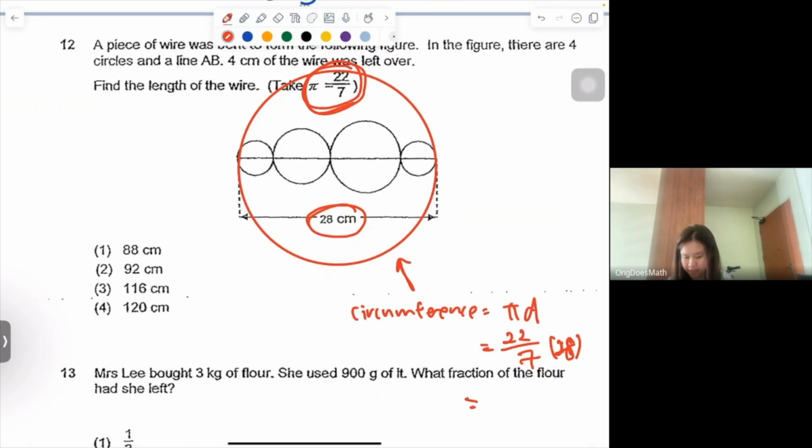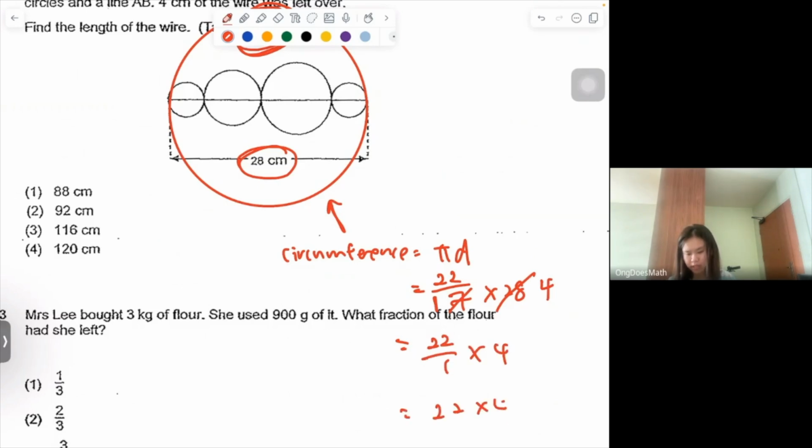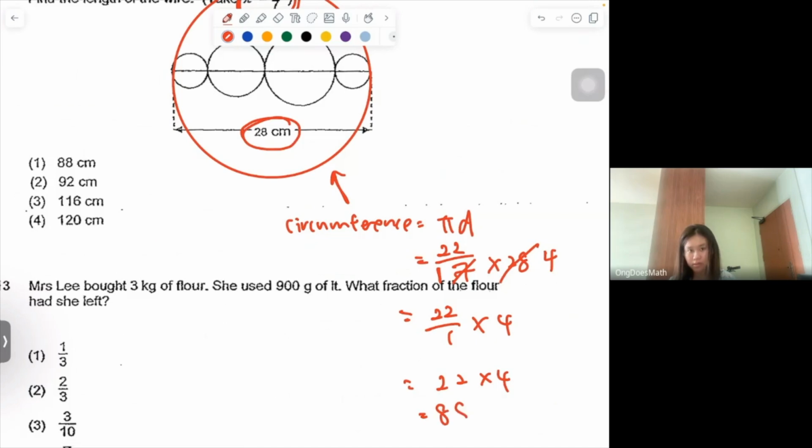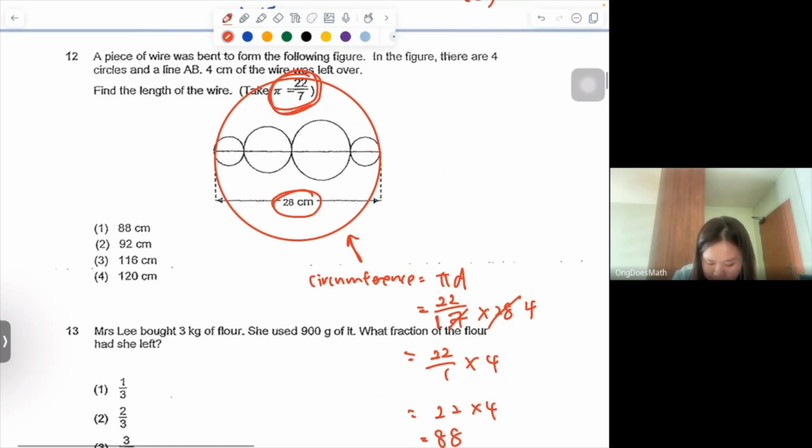So you can simplify things. Okay, so bracket just means multiplication. If it's confusing, I will just change it to times 28. Now you can simplify things. Both are divisible by 7. So 7 divided by 7 gives you 1. 28 divided by 7 gives you 4. So now you have 22/1 times 4, which is 22 times 4. That gives you 88. And hence the answer is not 88 because don't forget the 4 cm you were left over with. So just take 88 plus 4, which is 92. So the answer is option 2.